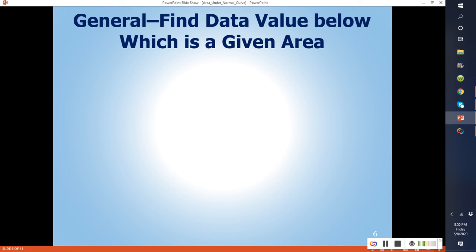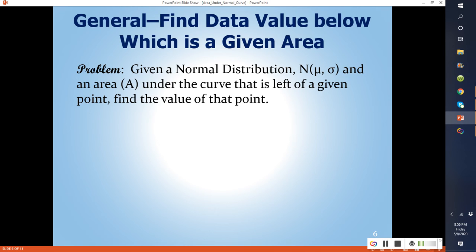Now, that's for area under the curve. Now we want to know, suppose we did know the area under the curve, what is the point? If we know the area under the curve is to the left of a certain point, what is that point? Or even if it's to the right, what is that point? Well, that can be done also. And in general, you'll be given a problem like this. You're given a normal distribution, N mu sigma, and an area under the curve that is left of a given point. And like I said, it could be to the right also. But if you remember the basic one, which is to the left, that's because the calculator function gives you the point on the x or the z-axis if it knows the value to the left.